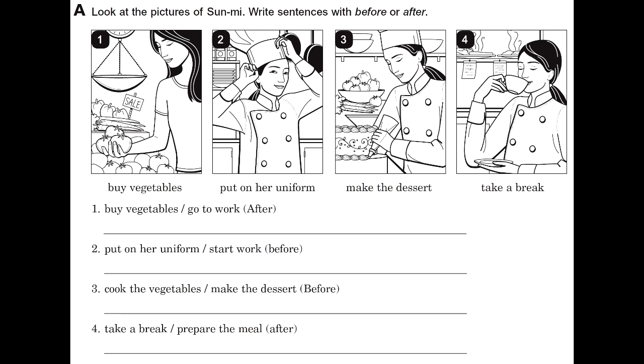Number 3, you can see that before starts with a capital letter, so we are going to start the sentence with the before clause. So, before Sunmi cooks the vegetables, she makes the dessert. Before Sunmi cooks the vegetables, she makes the dessert. So, if you look at the picture, you can see that Sunmi is making a cake and the vegetables are in the background and they haven't been cut or cooked yet. So you can see that she makes the dessert first, and then she will probably cook the vegetables later.